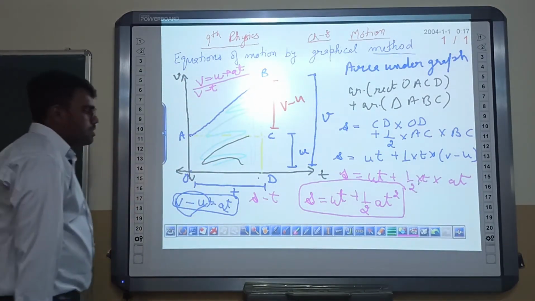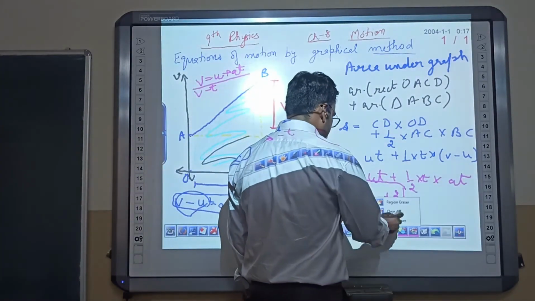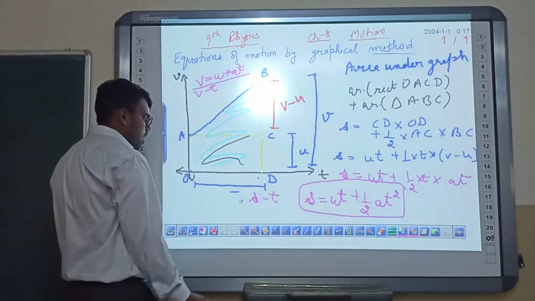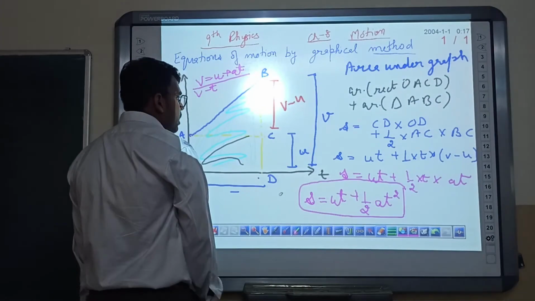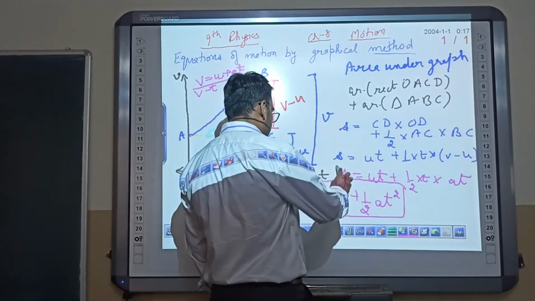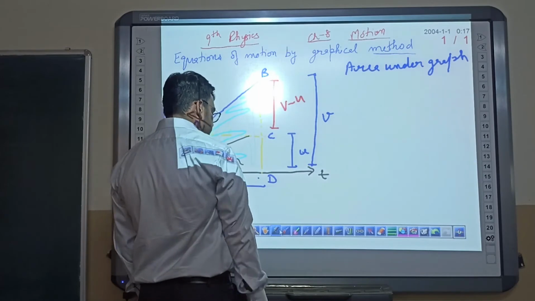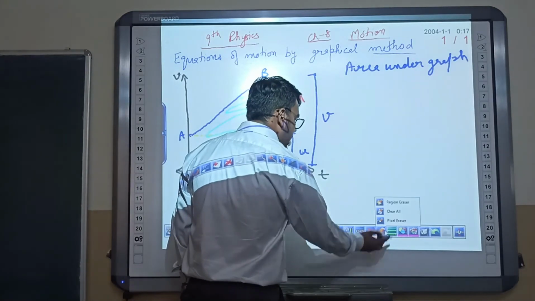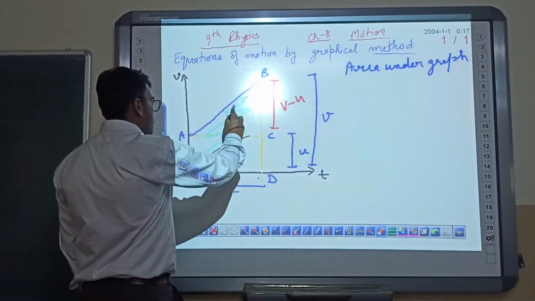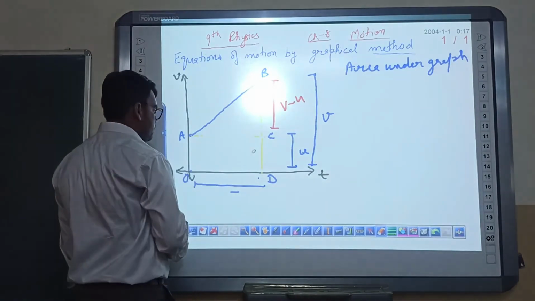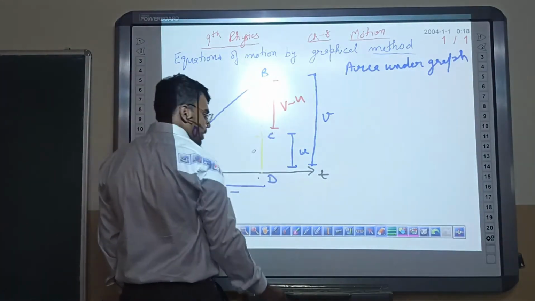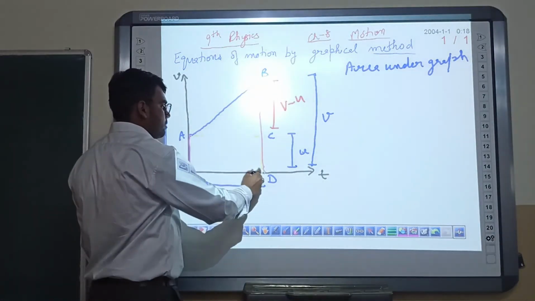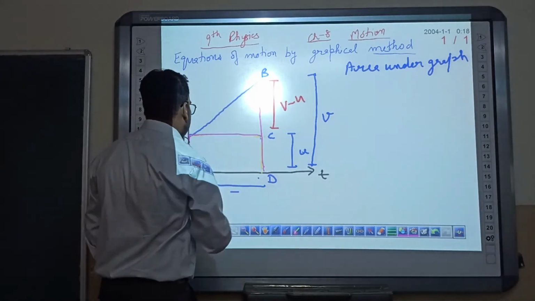Now for the third equation of motion, what will we do? We will use the same trick we used in the second equation, that is, we will find the area under the graph again, but this time instead of using triangle and rectangle separately, we will use the area of this trapezium. If we observe this, these are the parallel lines and this is the height of the trapezium.